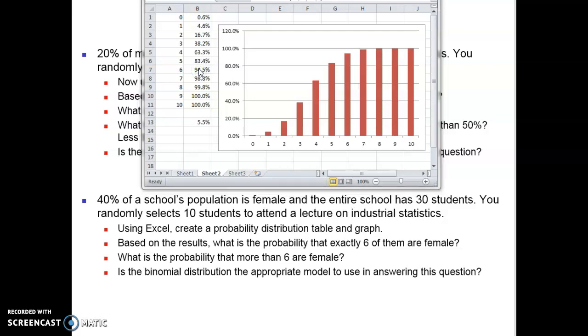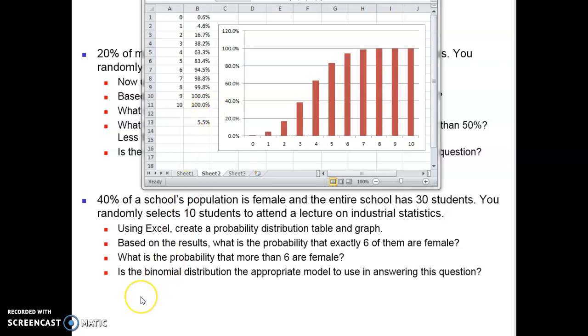Therefore, if I subtract that number from 100%, I get the probability of getting a value 7, 8, 9, or 10. And notice it's 5.5, right? 100% minus 94.5% is 5.5. So two routes to the same end.